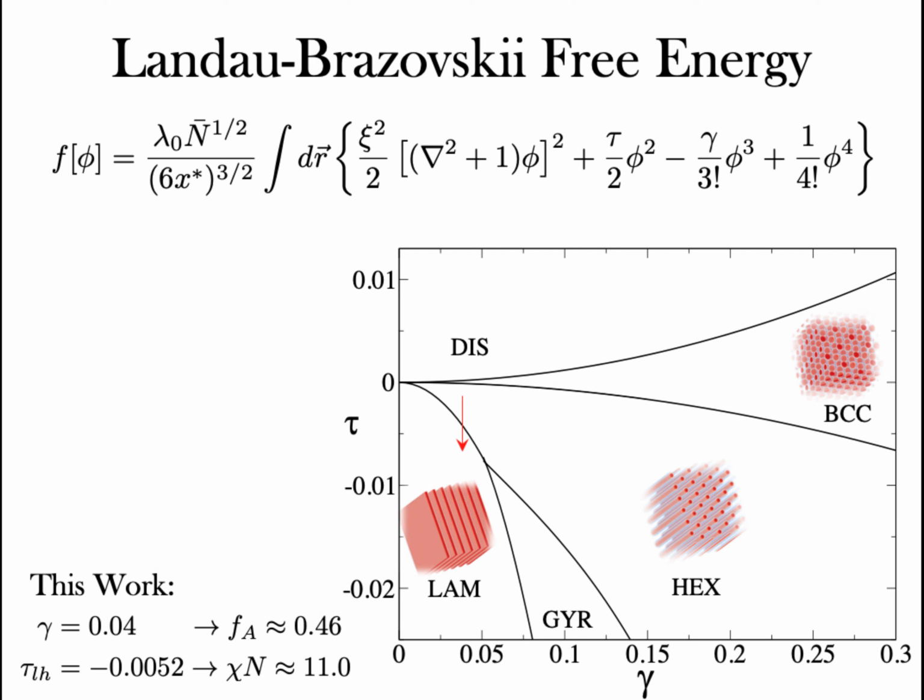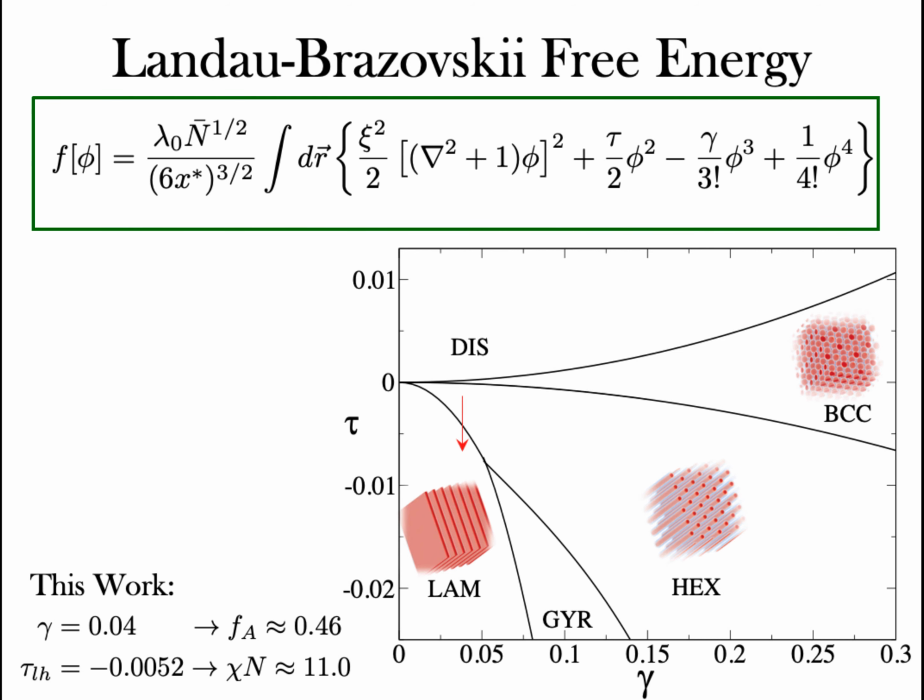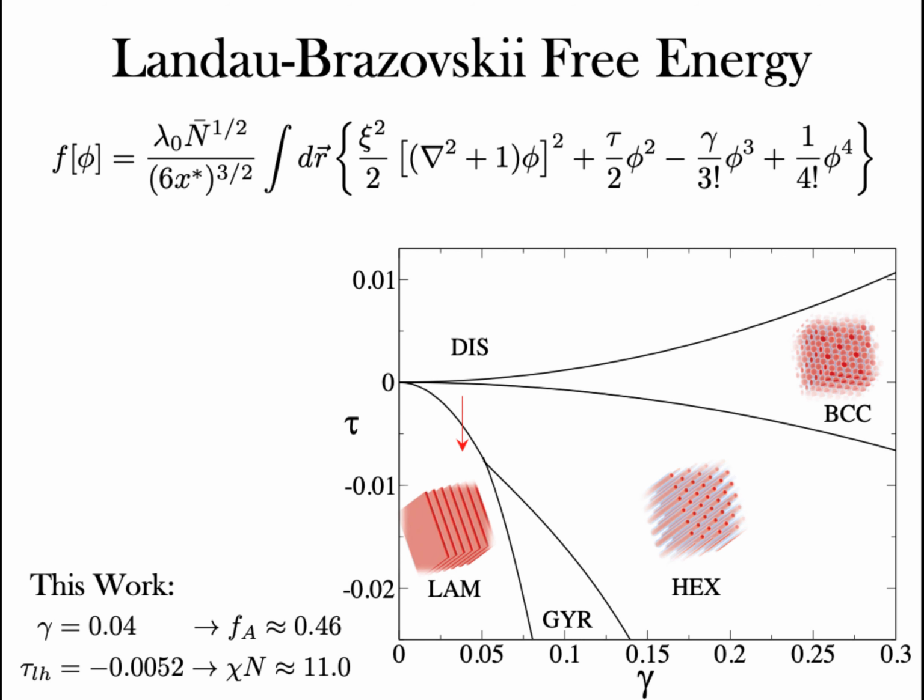In this work, we represent the polymer melt by a single modulated field phi of r, which gives the difference in A and B monomer concentrations. We employ the Landau-Brazovskii free energy functional, shown here, which has as local minima all observed phases in block copolymer melts. The relevant parameters in the model are tau, which is a temperature-like parameter, high tau for high temperature, low tau for low temperature, and it's related to the Flory-Huggins interaction parameter, and gamma, which is related to the asymmetry of the polymer. In this work, we use gamma equals 0.04, which corresponds to a fractional composition of 0.46.